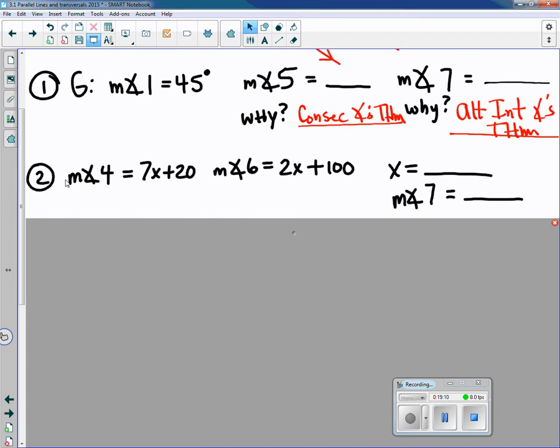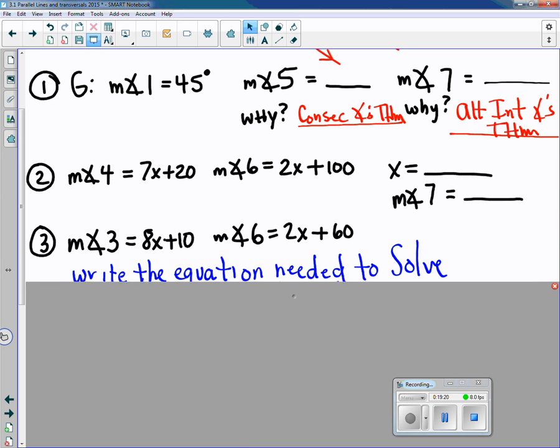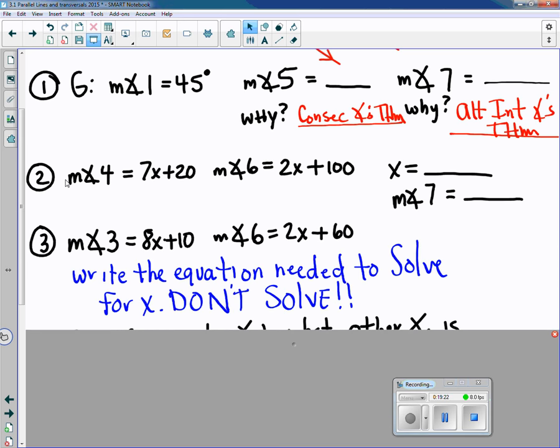Number 2, I simply want you to write an equation for x using that same picture above and find out what x is, and then what angle 7 is. In number 3, again using the drawing above, I want you to write an equation. Look at angle 3 and angle 6 and decide, of the special relationships we just talked about, which equation you would write to solve for x. But don't solve. Just simply write your equation.